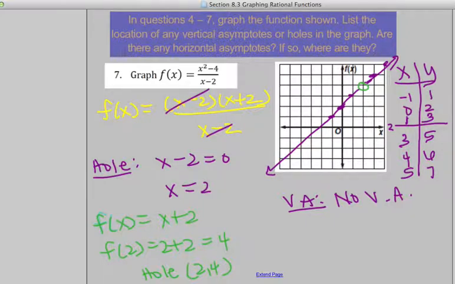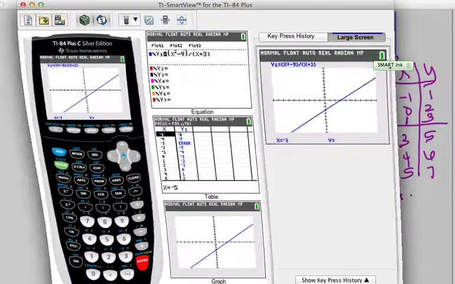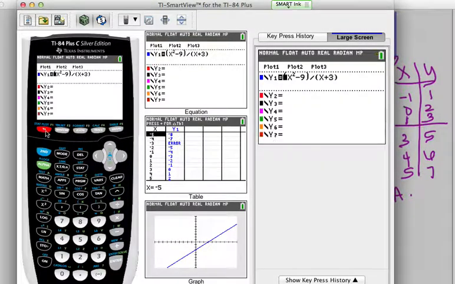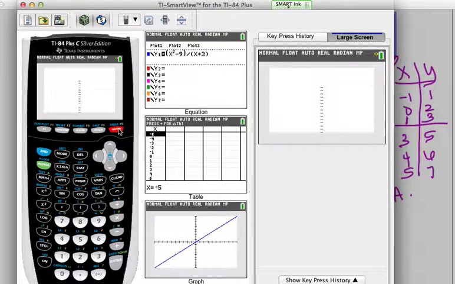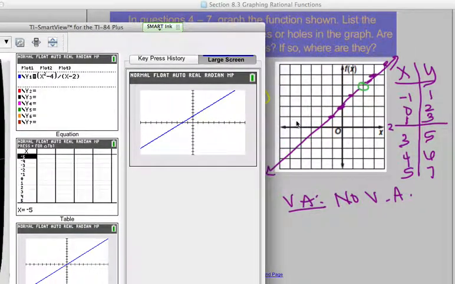And then let's go ahead and check to make sure I graphed it correctly. So once again, I go to my y equals, clear it out, and I put my numerator in parentheses, so it's going to be x squared minus 4 divided by x minus 2. And I go ahead and hit graph. And if you look at this one, I'm going to move it off to the side. Does it look similar? Yes, it's crossing at the same point.